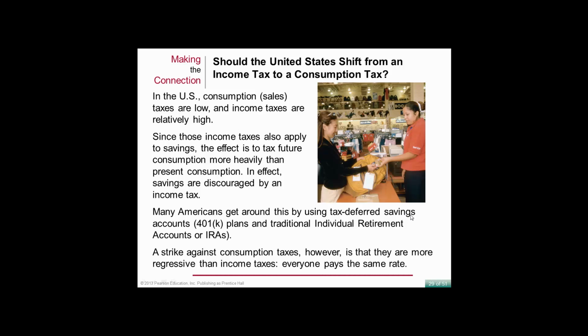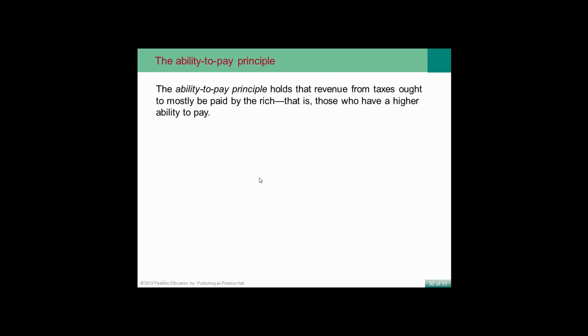A strike against consumption tax, however, is that these are more regressive, and therefore low-income people end up paying more as a percentage of their income because most of their money is spent on consumption, not savings.